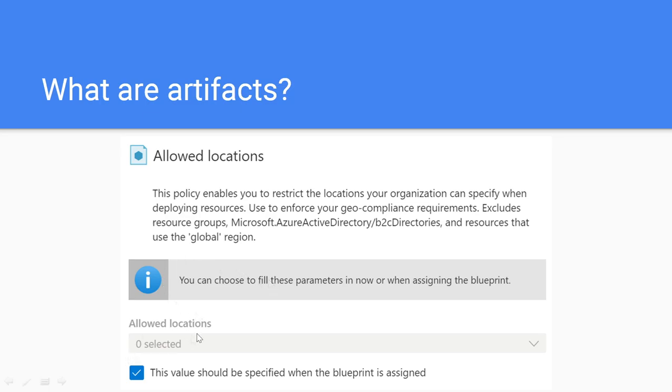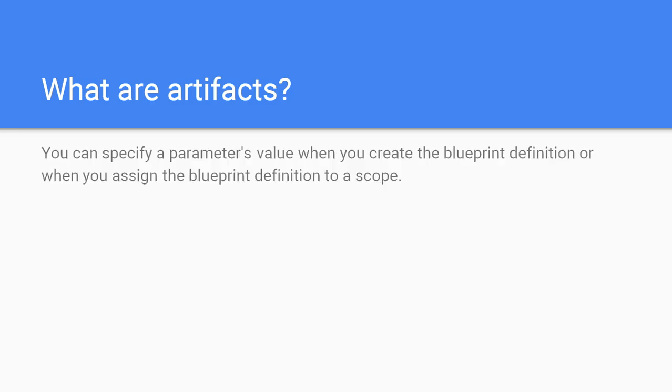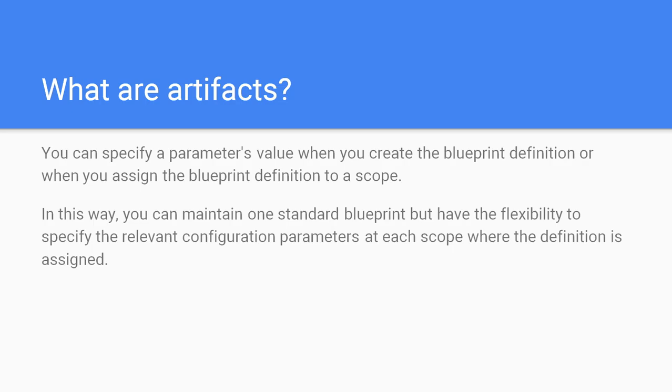And by the way, you can see that we have parameters. You can see this value should be specified when the blueprint is assigned. And this is one of the options. You can specify a parameter's value when you create the blueprint definition or when you assign the blueprint definition to a scope. In this way, you can maintain one standard blueprint, but have the flexibility to specify the relevant configuration parameters at each scope where the definition is assigned.